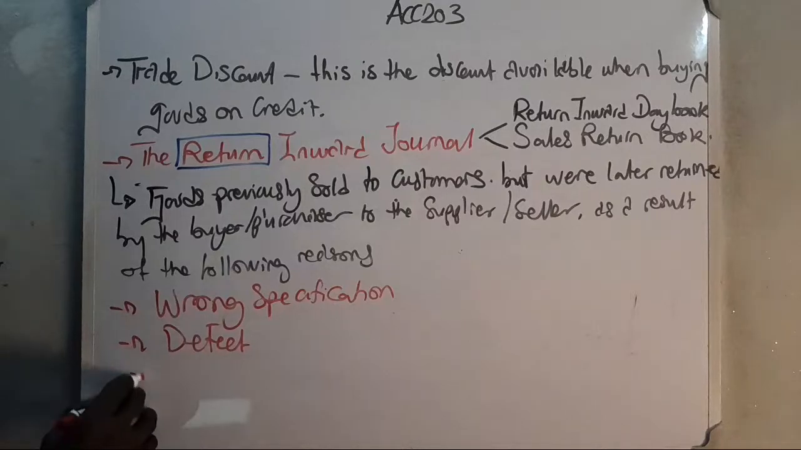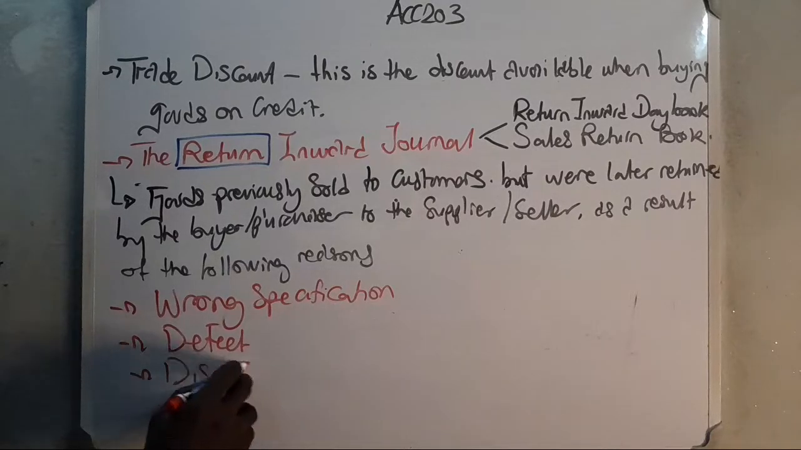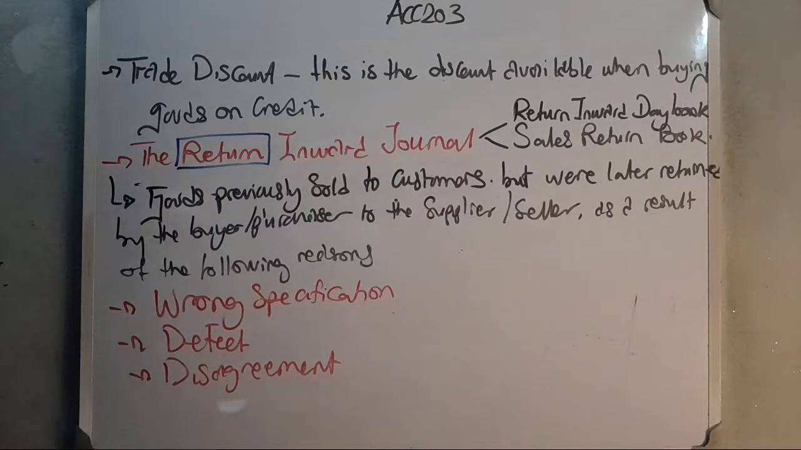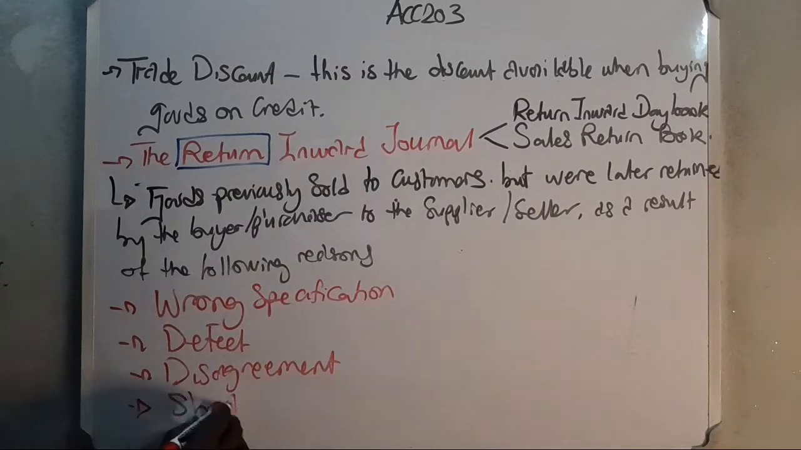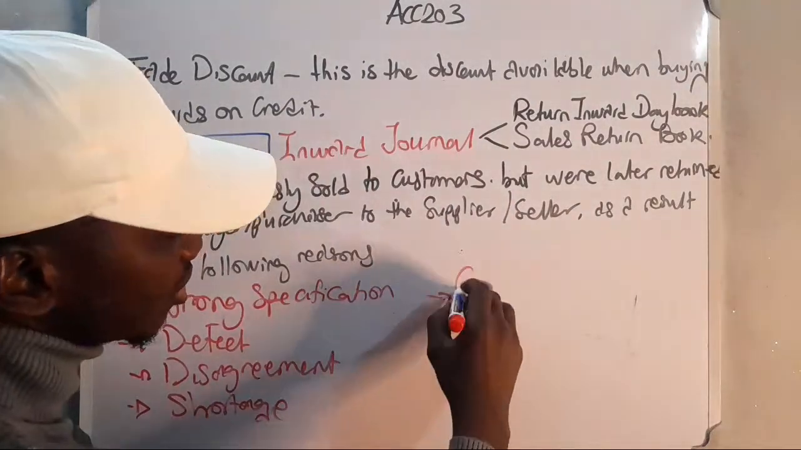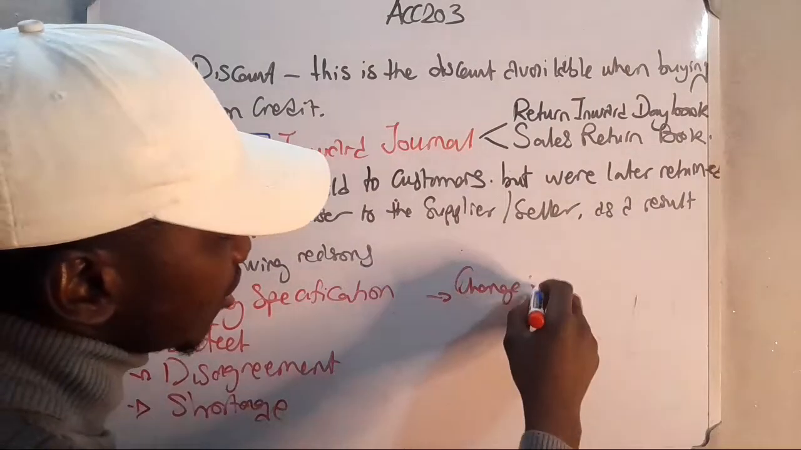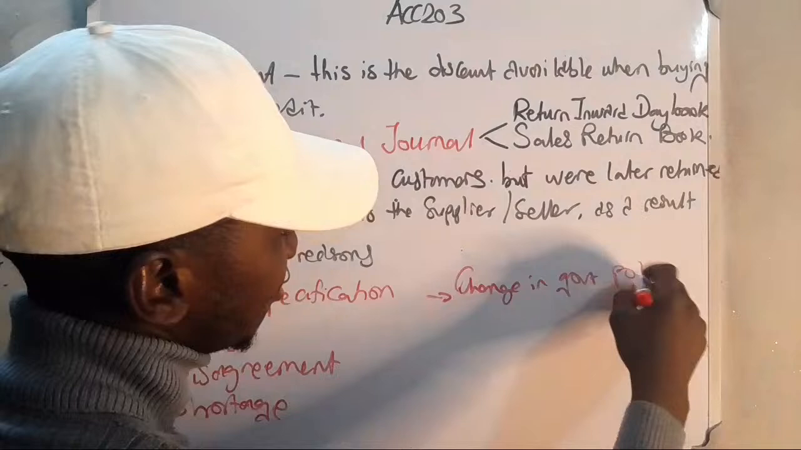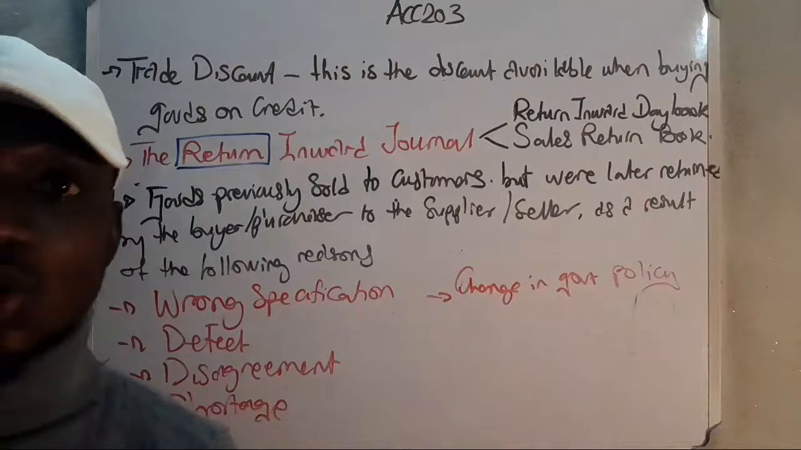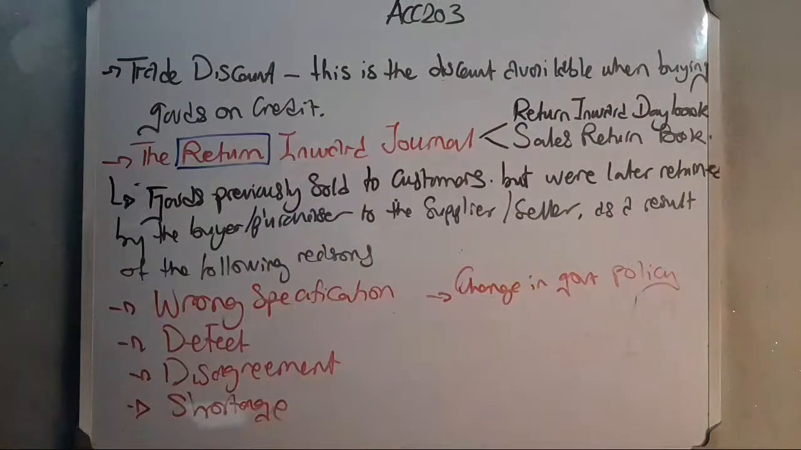It could be disagreement. Disagreement comes from discounts, or pricing, or payment options. Disagreement can come from any of these things. And we have shortage, and we have change in government policy. All these things might lead to why some goods are being returned.